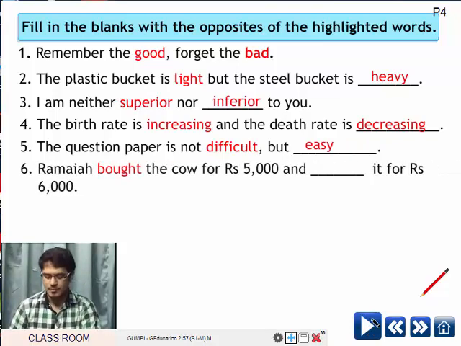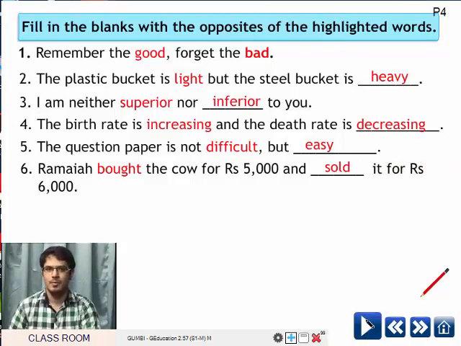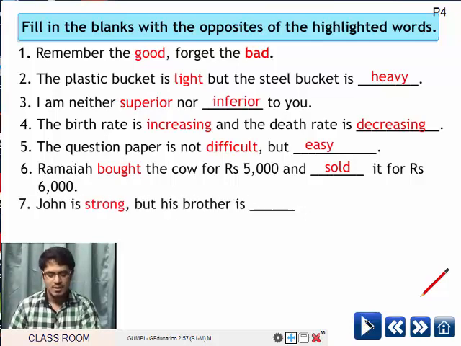Next question. Ramaya bought the cow for 5,000 rupees and dash it for 6,000 rupees. Ramaya bought the cow for 5,000 rupees and sold it for 6,000 rupees. Bought, sold. Opposite of bought is sold. Next. John is strong but his brother is?